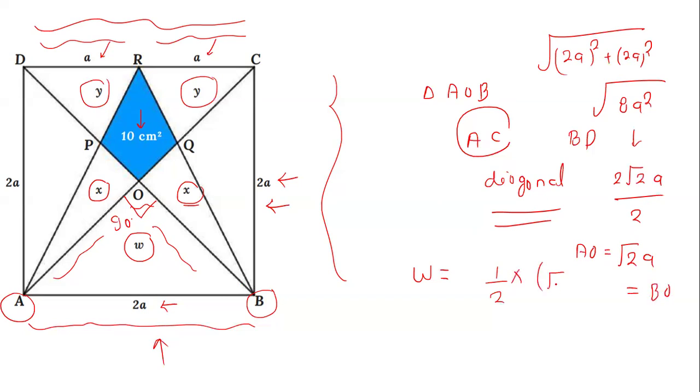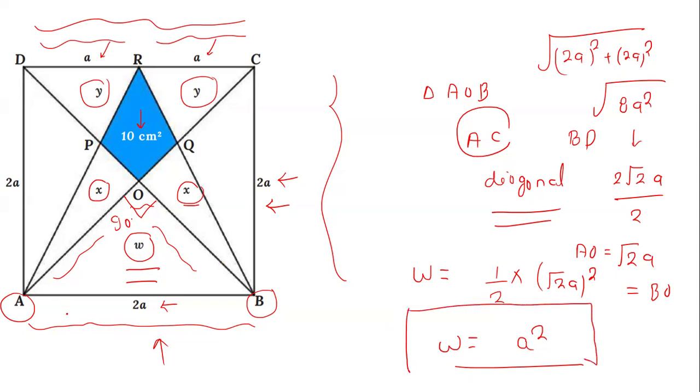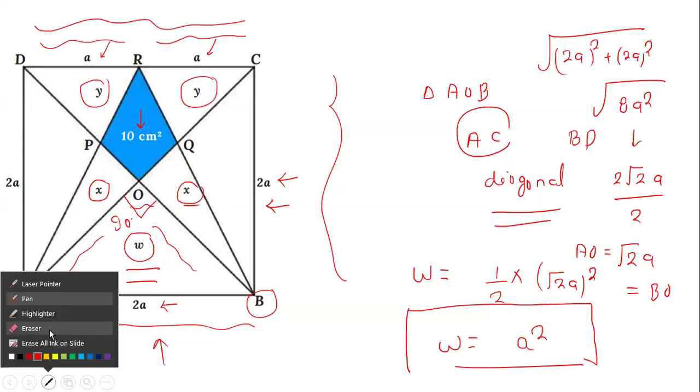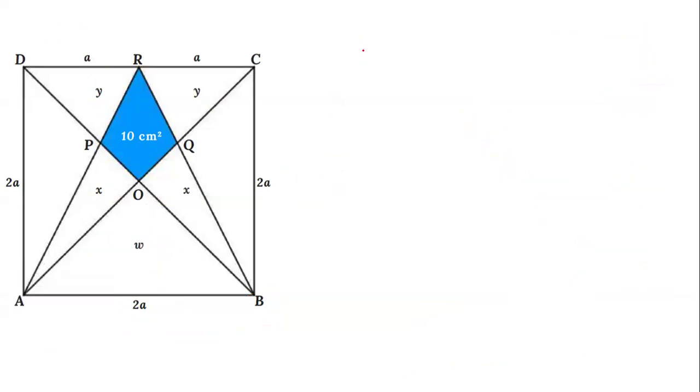So this area is half of root 2a whole square, which is equal to a square. So W, which is the area of the triangle AOB, is equal to a square. This is one relation. Now next, consider the triangle ABR. So here we found the relation W is equal to a square.